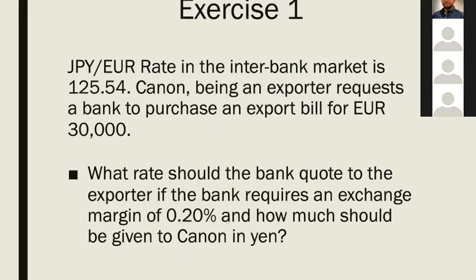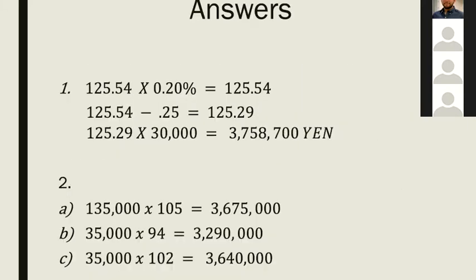So I have answers here in case you want to take a look. Yeah, so here is the answer. First, you have to calculate 0.2% of 125.54, that is 0.25. And that will become 125.29. And this also means 125.29 multiplied by 30,000. That is 300,000.